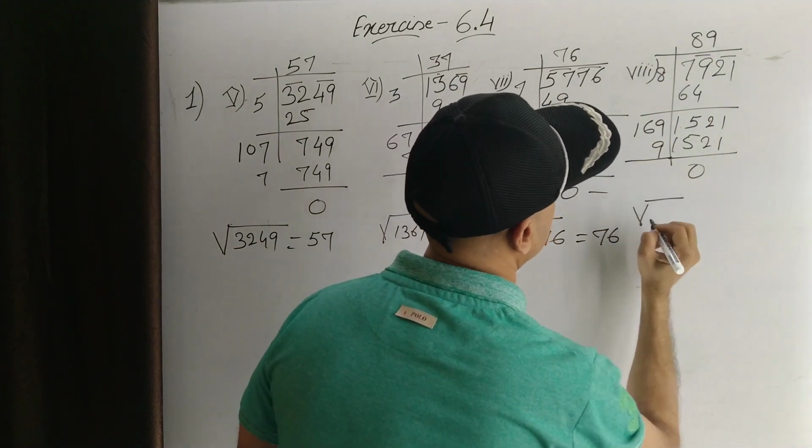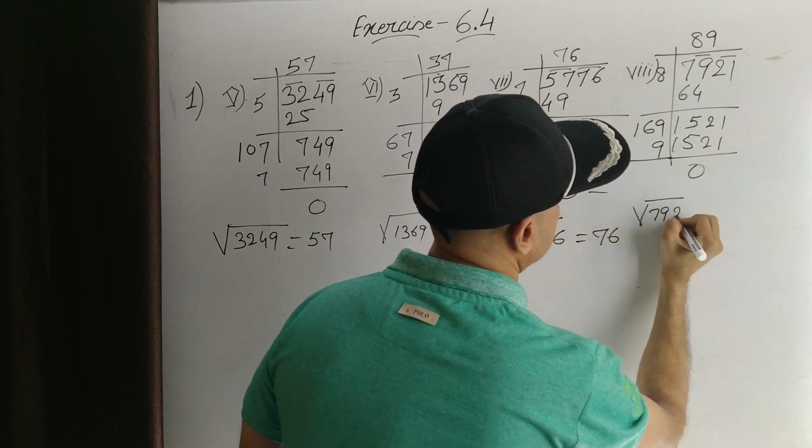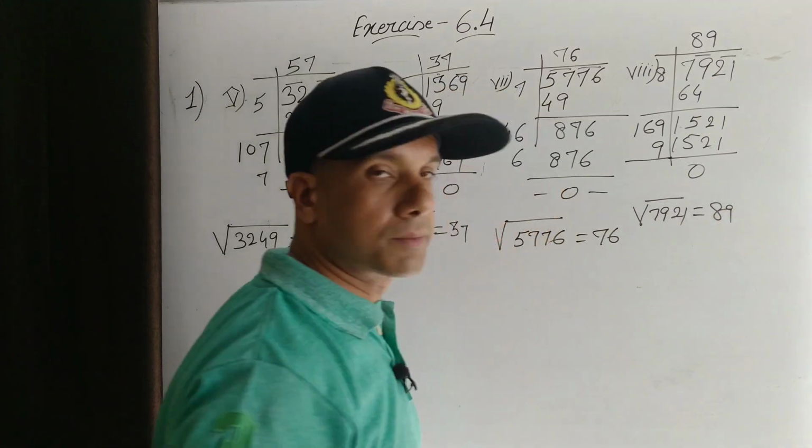So under root of 1 is equal to 89. Clear?